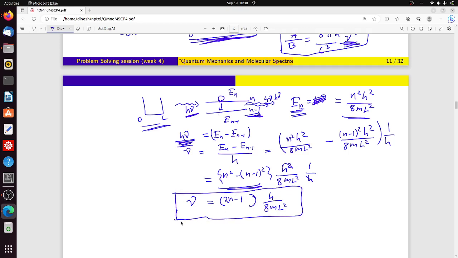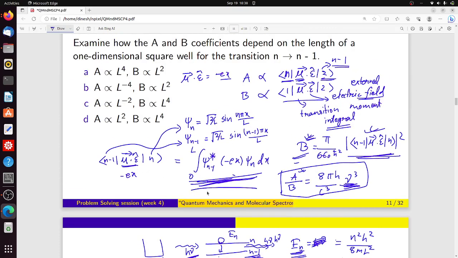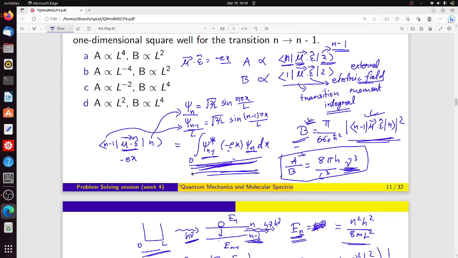So we got nu. But our first task is to evaluate this integration. So you have psi n and psi n minus 1, right? You have to do this integration from 0 to L. You guys please try it for 5 minutes. If it is not solved, then I will proceed. Okay, let's just take 5 minutes.